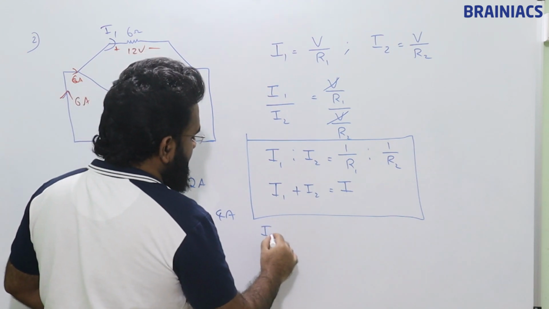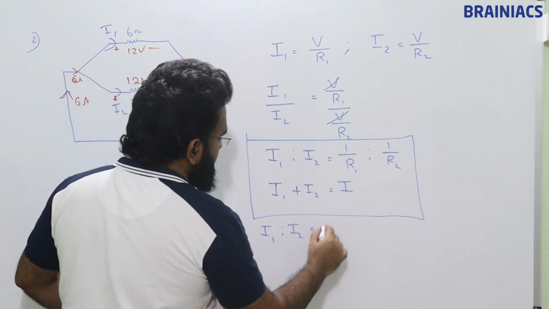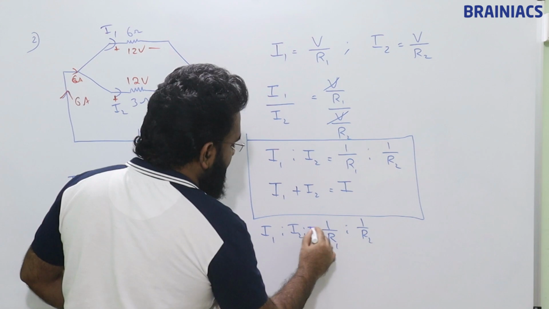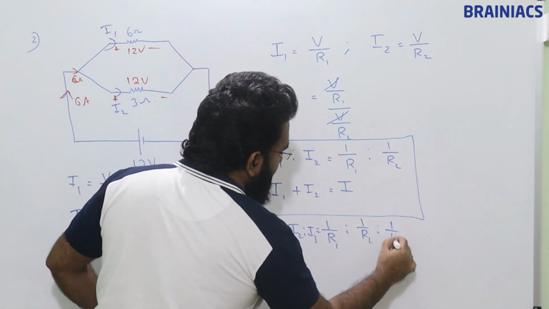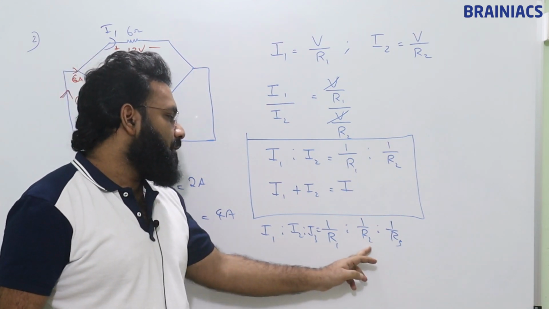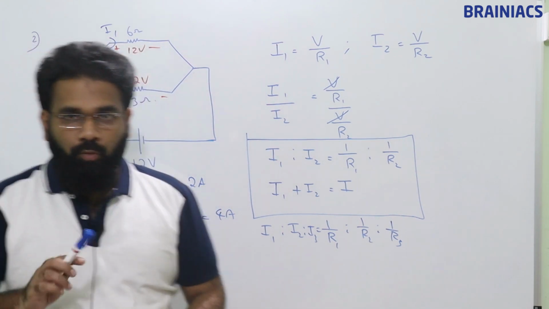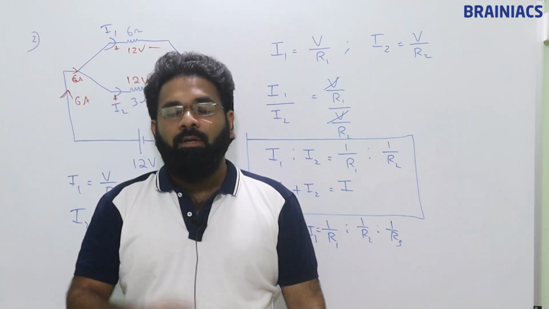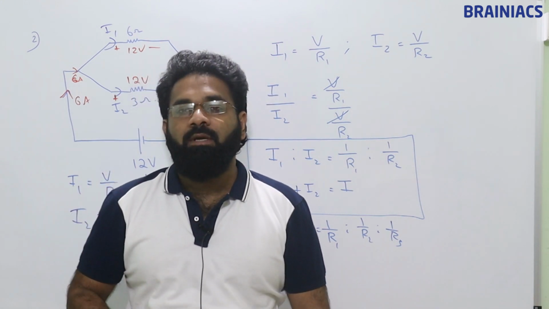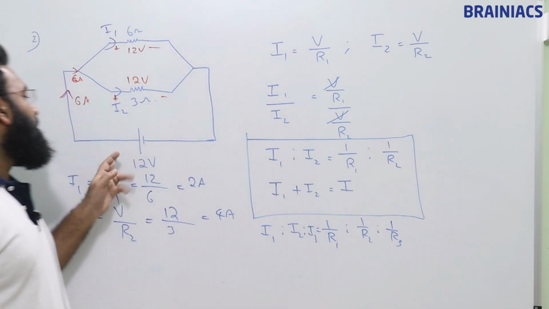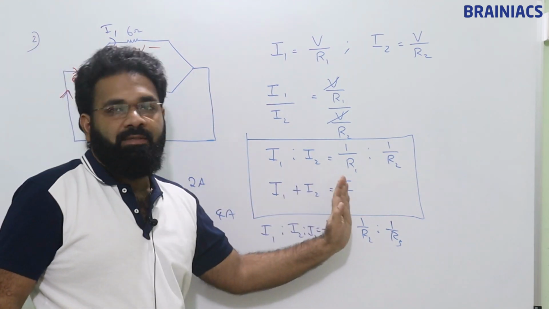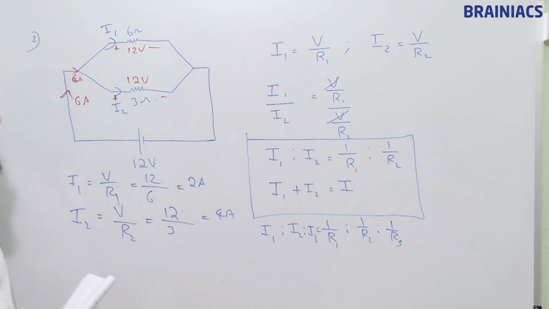Suppose if 3 branches are there, I1 is to I2 is to I3 is equal to 1 by R1 is to 1 by R2 is to 1 by R3. So if 2 branches are there, we have an easy method. But if more than 2 branches are there, 3 branches, 4 branches, and we are not in a position to find the voltages, then this trick will help us to find the answer. Okay, so note down.